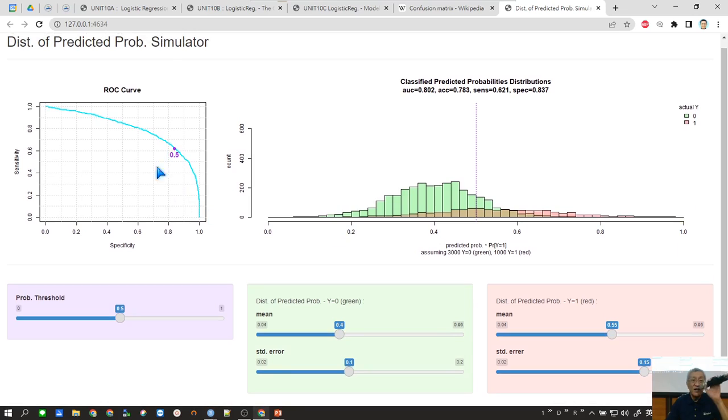So this is the simulator. The data is not real. Here I simulate the distribution of the predicted probability. Again, the green is y equal to 0. The red one is y equal to 1. And here I simulate 3,000 points of y equal to 0 and 1,000 points of y equal to 1. Yes? What is the brown color? The third color? They are overlaid.